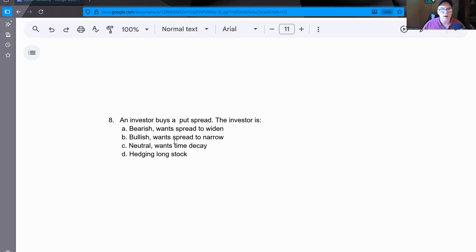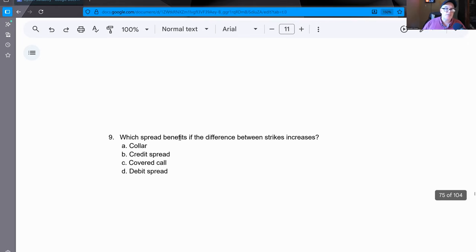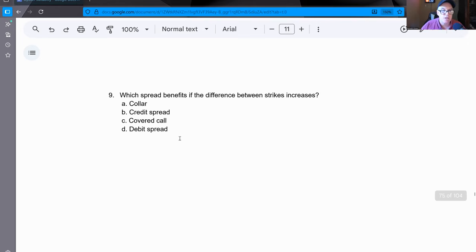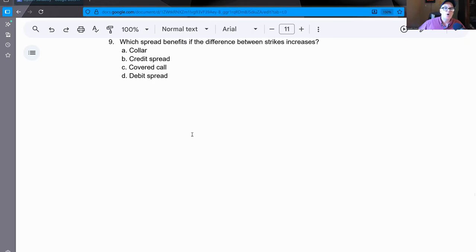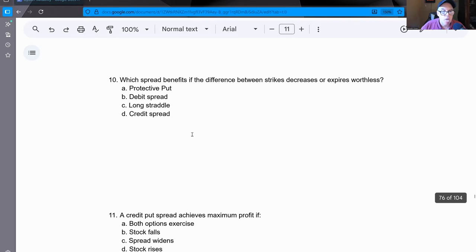Debit, widen, bearish. Good. Which spread benefits from the difference when the strikes increase? So which one does better when the spread widens? That's right. Debit widen. All different ways we can answer this. Okay. Which spread benefits when the difference in the strike decreases or expires worthless? It'll be a credit spread because credit wants to narrow or expire. This should be falling out of your heads by now.